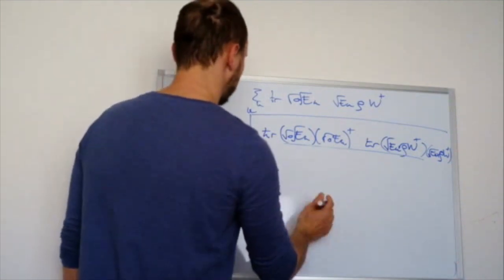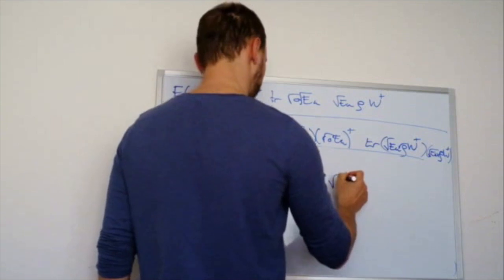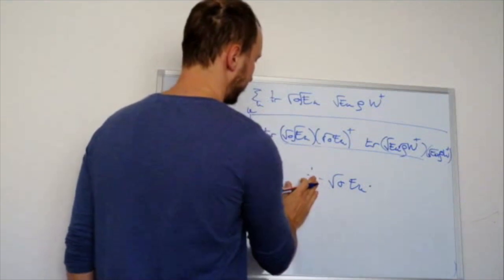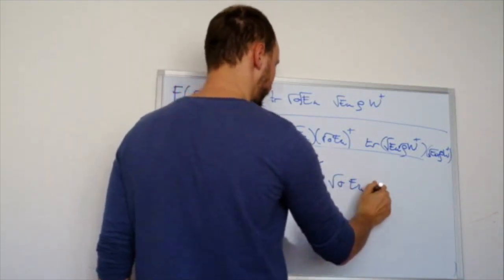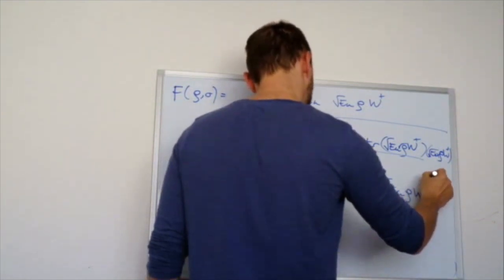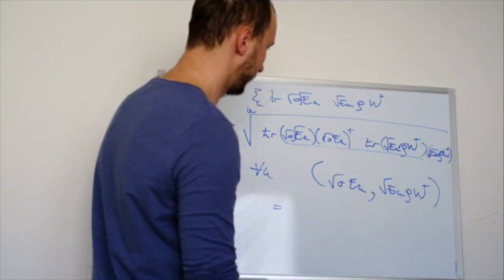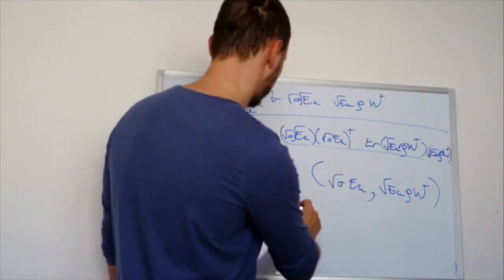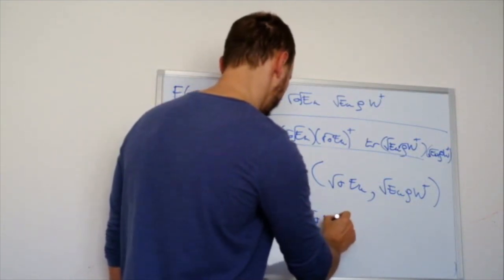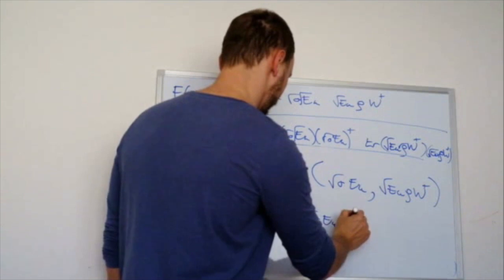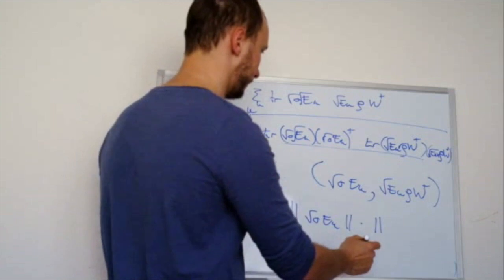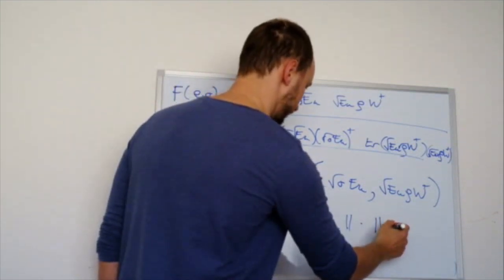And each term is equal if we get the trace of square root of rho E_K times, let me write it as a scalar product, as a Hilbert-Schmidt scalar product, these two operators, W dagger. This is equal to the norm of these operators: the norm of sigma E_K times the norm of this operator. The norm is induced by the scalar product, as usual.